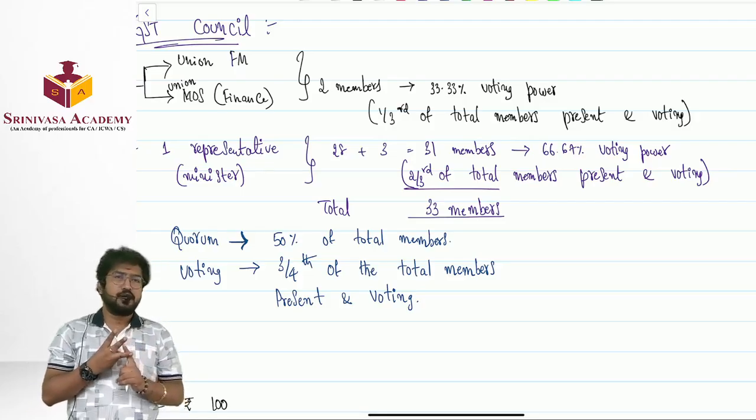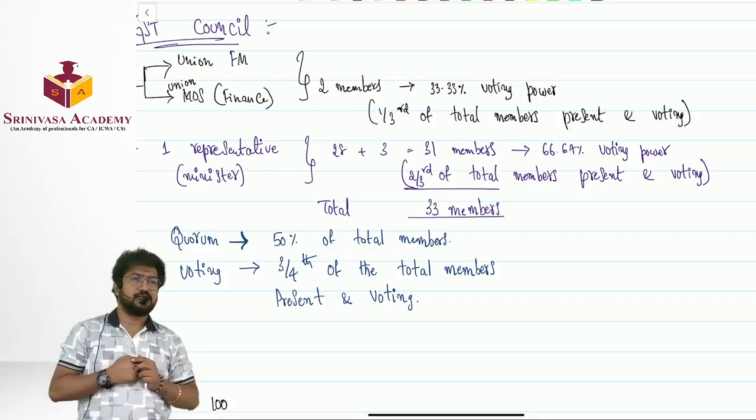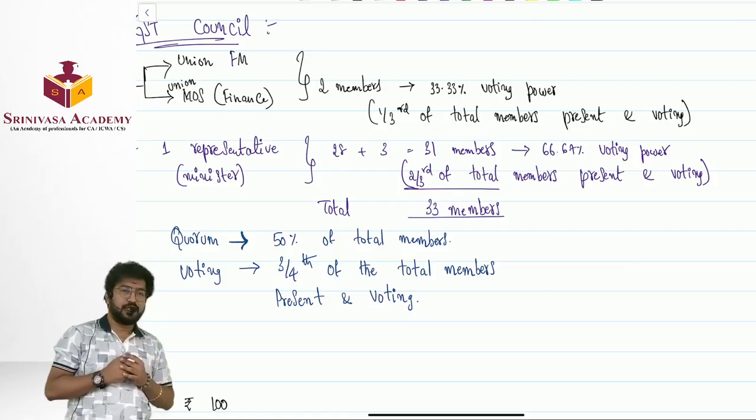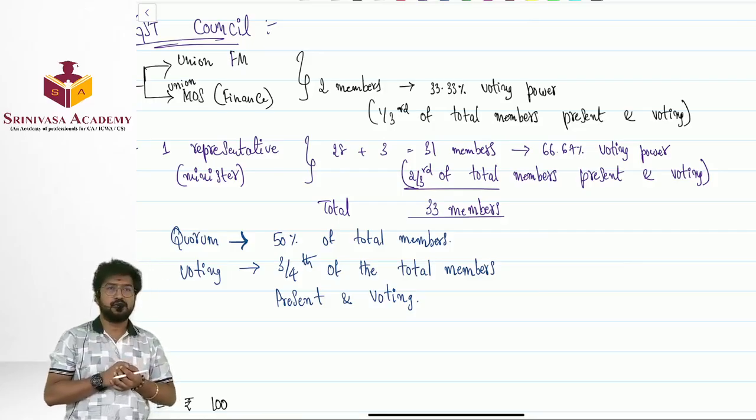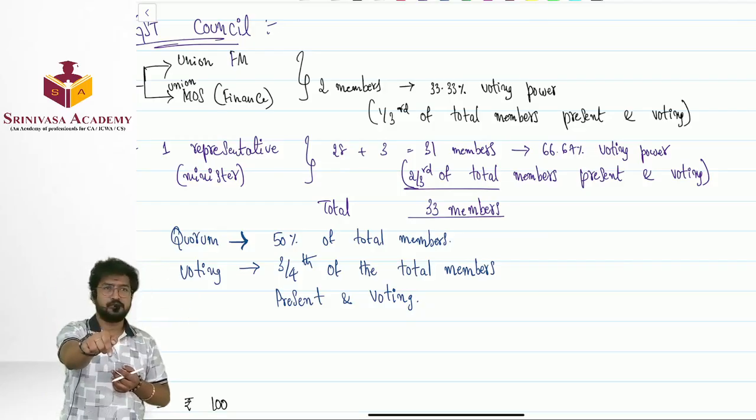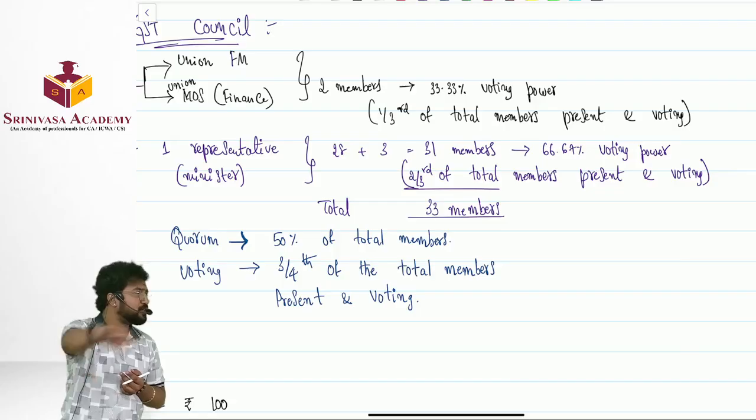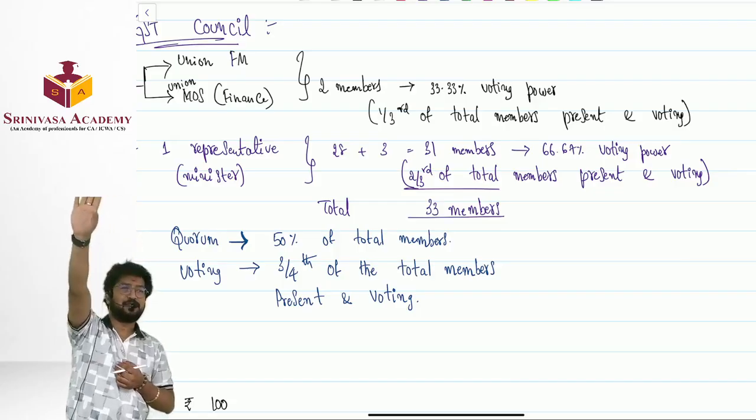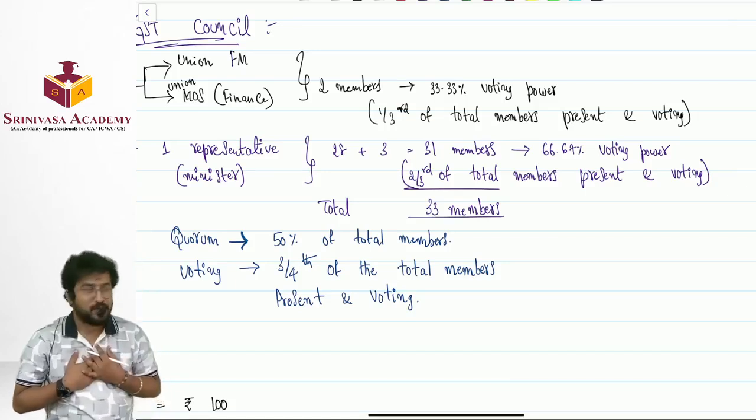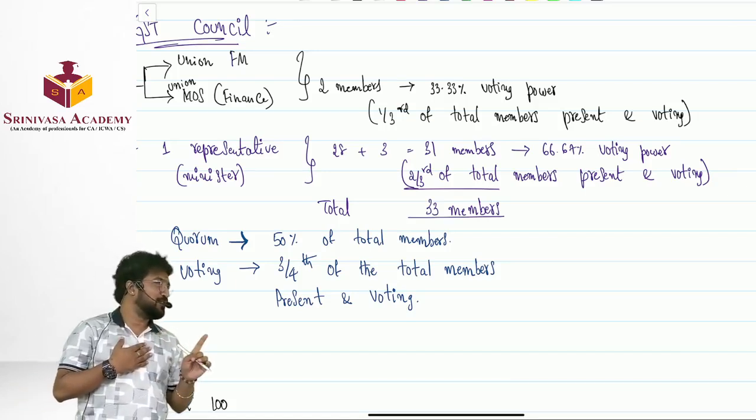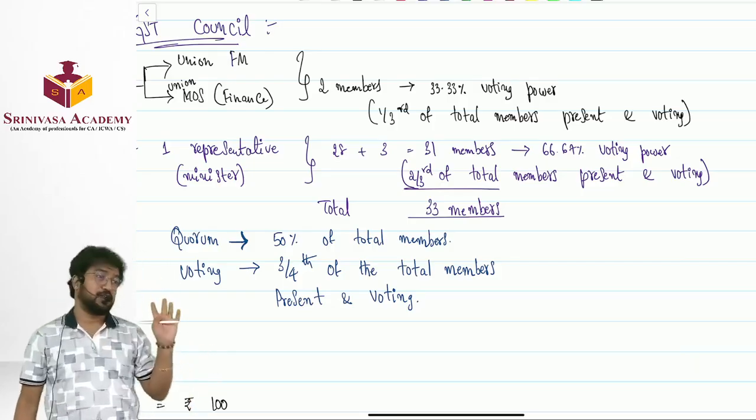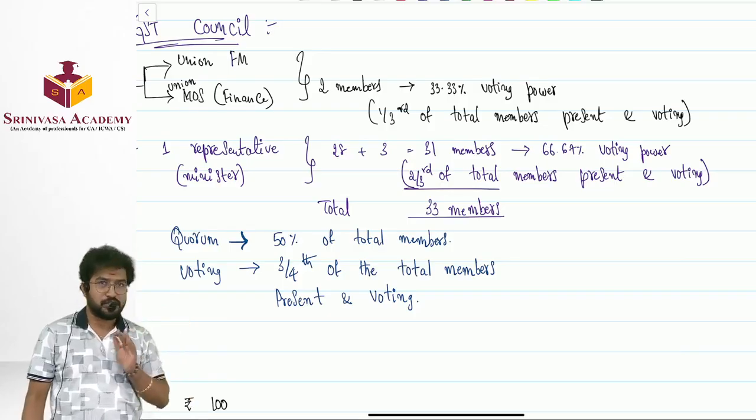Clear? 2/3 means how much percentage? 66.67. 1/3 means how much? 33.33. 3/4 means how much? That means you understand, if all the states agree for something, say 31 members present and 31 members saying yes, that is still how much percentage? If the central government says no, that means no. You can never achieve 75% without the help of the central government. Have you understood the logic here?